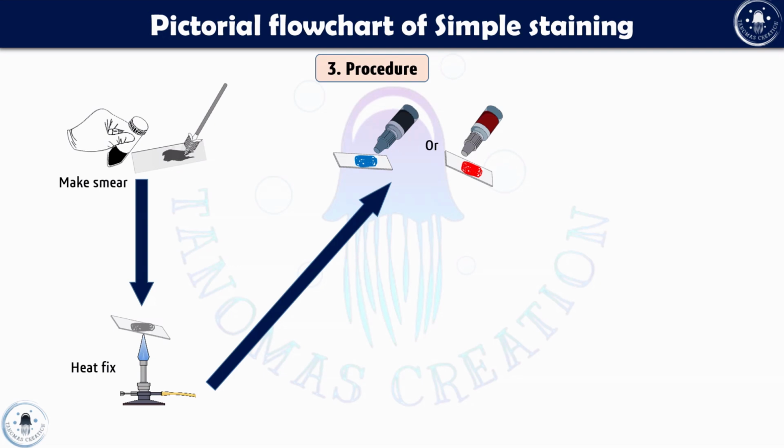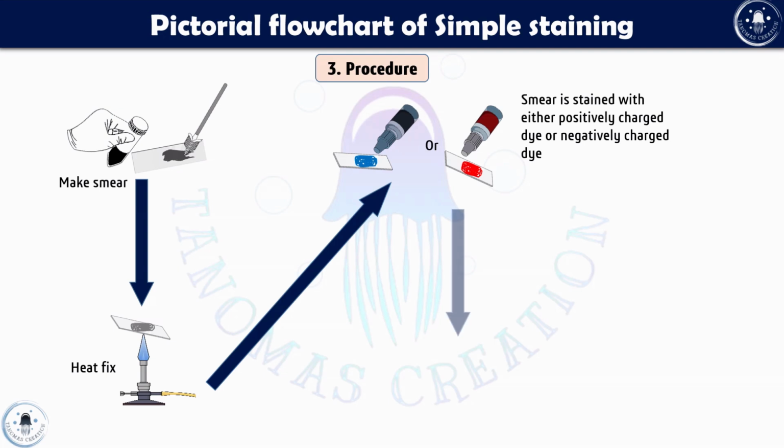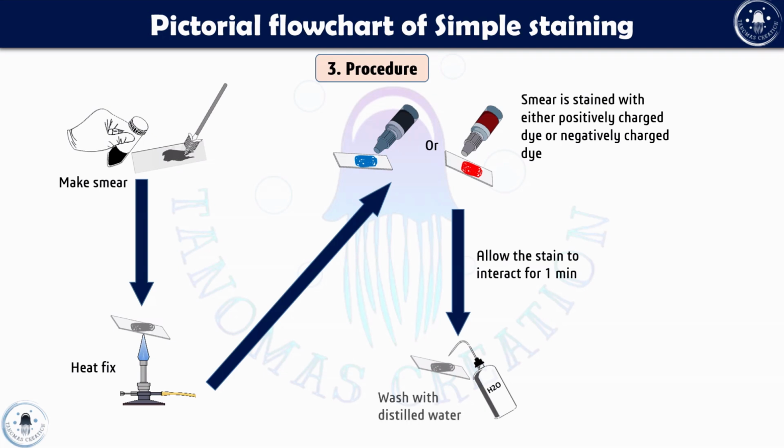Here it is, Congo red. You can do this staining by using either a positively charged dye or a negatively charged dye. Then allow the stain to interact for 1 minute on the slide. Then you wash it off with distilled water, and then you do the air drying.